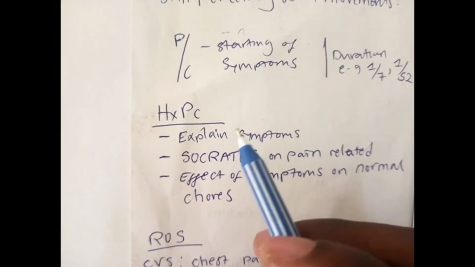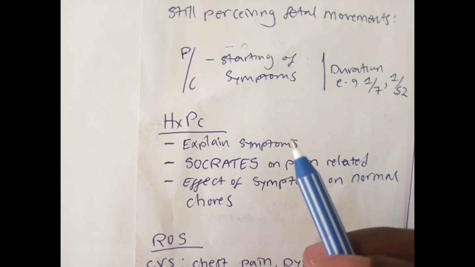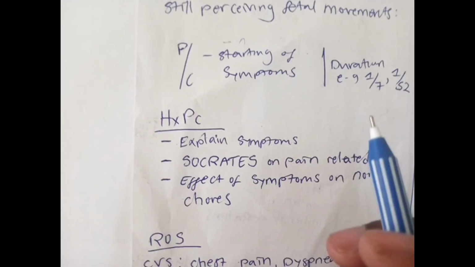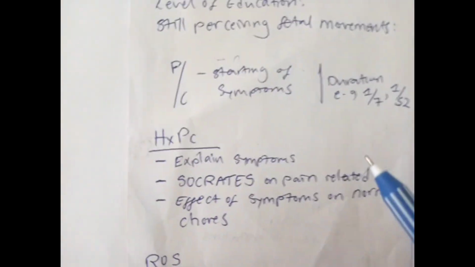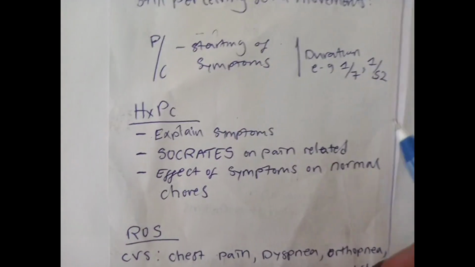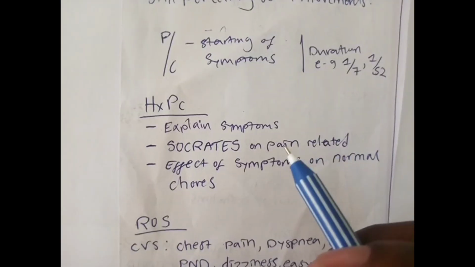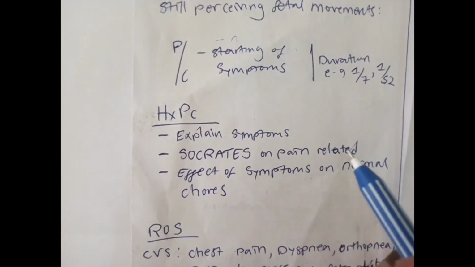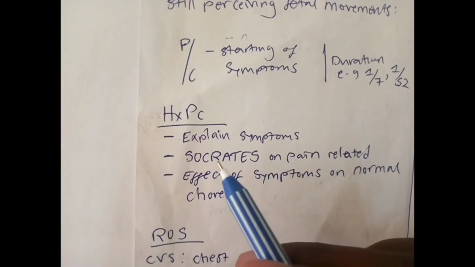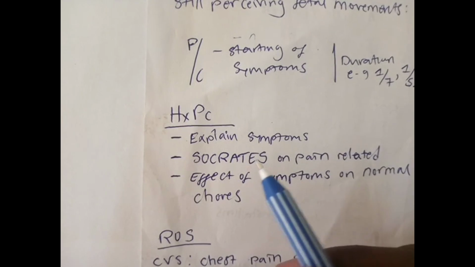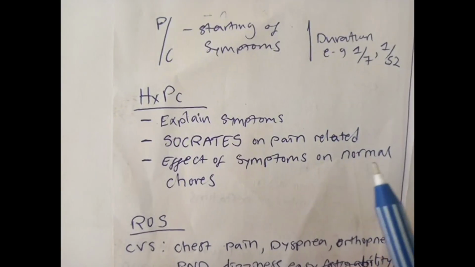So the history of presenting complaint, we have the introduction for complaints. You say the patient has been complaining of the above symptoms, then you start with the one which started first. So the patient started with such and such symptoms. Here you ask if there is any pain-related symptom. Don't forget about SOCRATES. So we ask about the site, onset, character, radiation, association, time, exacerbating or driving factors. Then also ask about the effect of symptoms on normal chores.